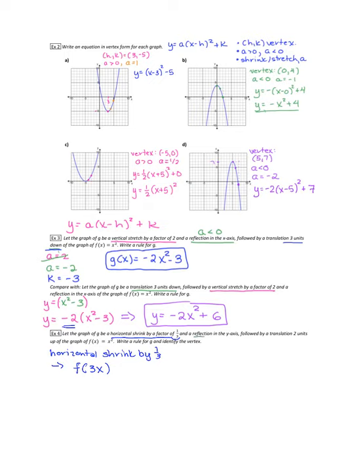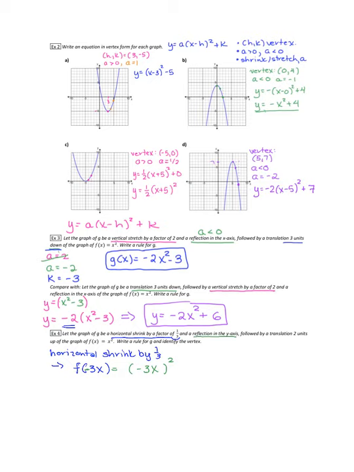Now this one is also reflected in the y-axis, so that's going to be a negative. So we have f of negative 3x. So how does that look in the graph? Because now it's inside the parentheses. So that means here is my x squared. Inside the parentheses, I have negative 3x, squared. All right, followed by a translation 2 units up.